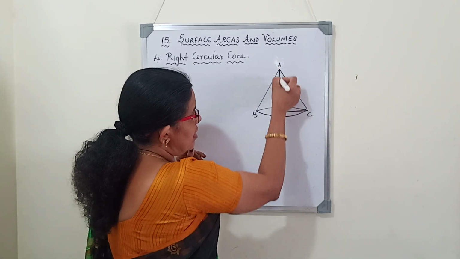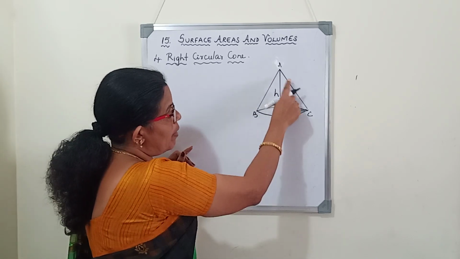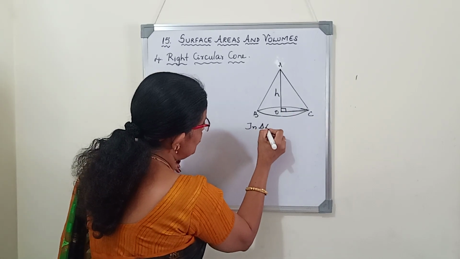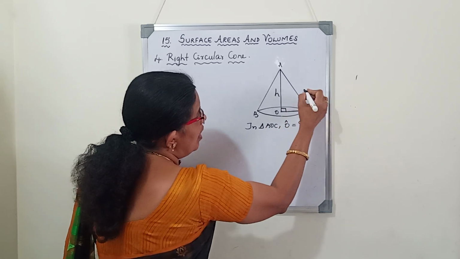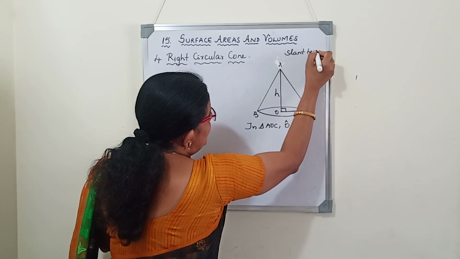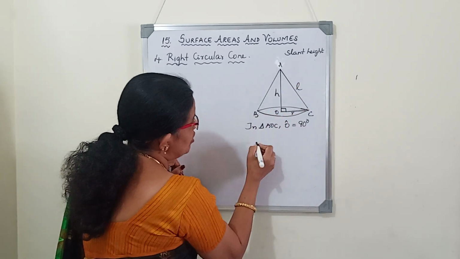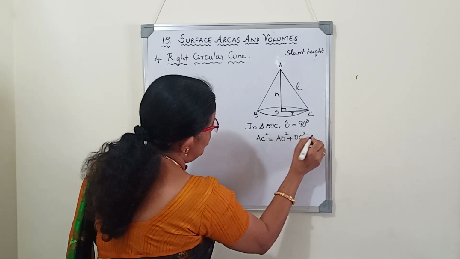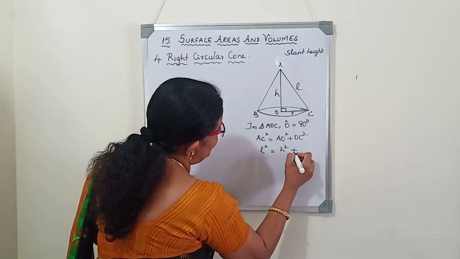Here, when this is the perpendicular height, we can write angle O is 90 degrees. If you apply the Pythagoras theorem in triangle AOC, angle O is 90 degrees. Therefore, AC is the hypotenuse. AC is the slant height, denoted by the small letter L. OC is the radius. So, AC square is equal to AO square plus OC square. AC square is L square, AO is H, so H square plus R square.